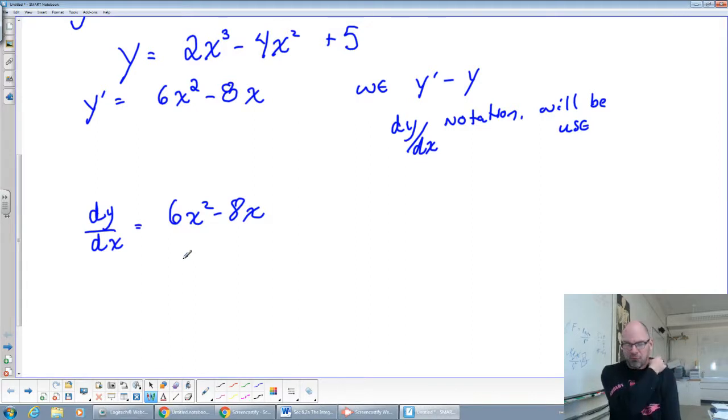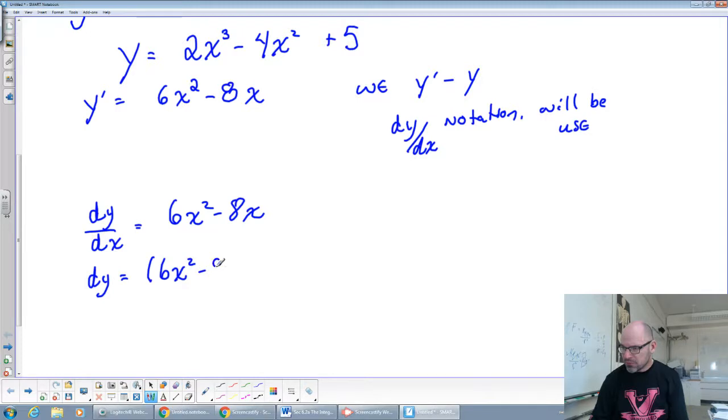Okay, now if we want to write that in integral notation, we can also write this as a fraction. We can multiply this out on this side. So we can rearrange it to say that dy equals this whole thing times dx. And this is the notation that we're going to use to do integrals. We're going to say that dy equals this dx.